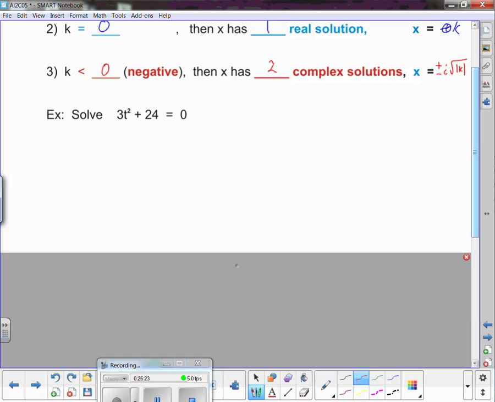So here's the situation. Let's add a negative 24 to both sides. Let's divide both sides by 3. Are you with me? Right? We moved the 24. We moved the 3. I'm now at t squared equals what? Negative 8. Am I now ready to take the square root of both sides?